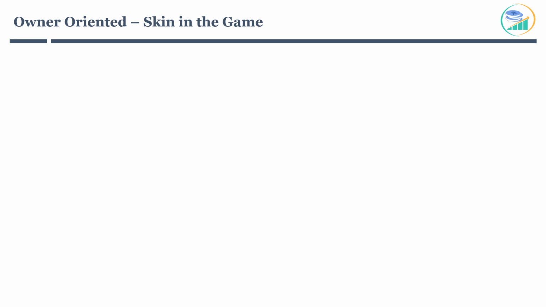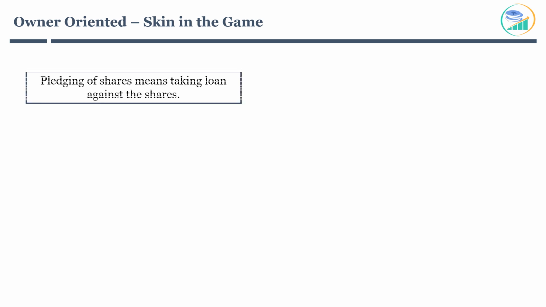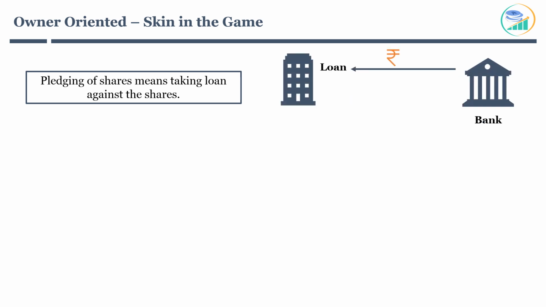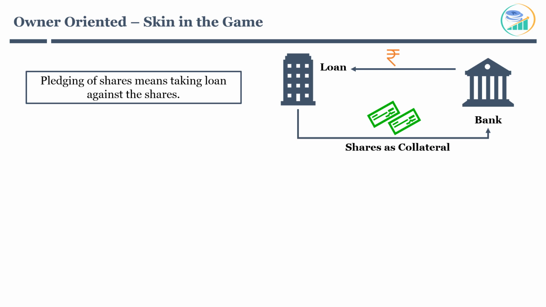In addition to the promoters' holding, you should look out for pledging of shares. In simple words, pledging of shares means taking a loan against the shares. A bank will disburse a loan to the company, and shares are pledged as collateral assets. Pledging of shares can be used to meet different needs like working capital requirements, funding growth, carrying out new acquisitions, and so on. Pledging of shares is risky for the shareholders.